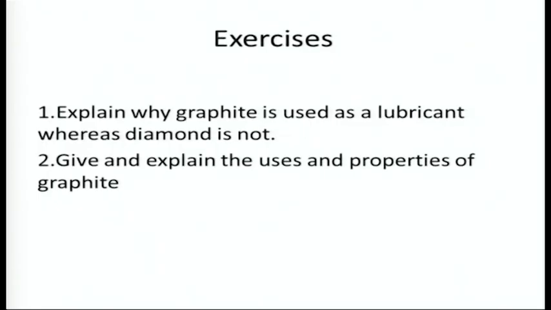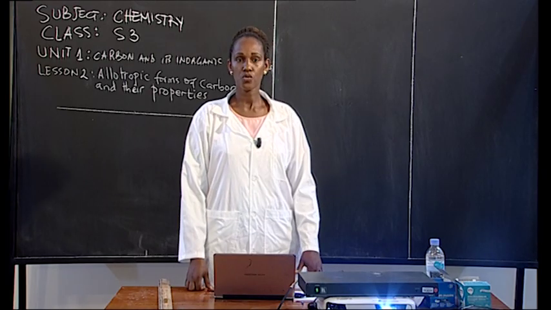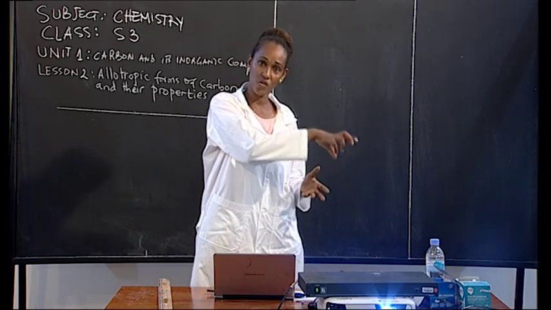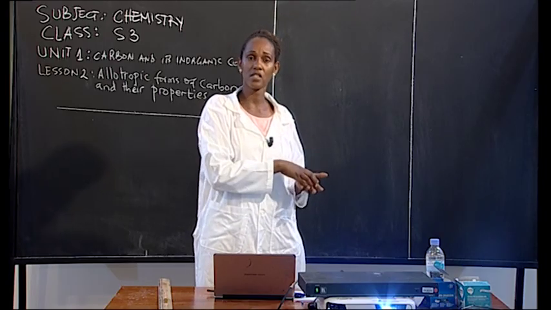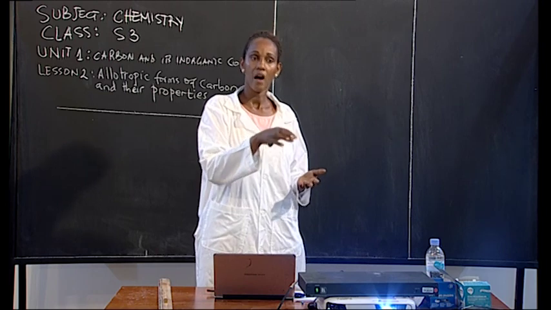So we're rushing to the exercise. This is the exercise of today's lesson. When you go back, try to attempt these two questions in your free time. One is to explain why graphite is used as a lubricant, whereas diamond is not. You remember we said diamond is not used as a lubricant, whereas graphite is. We have given a reason from the structure of graphite.